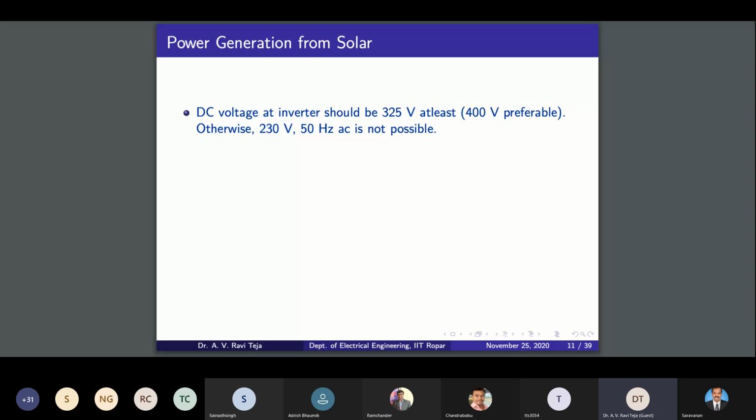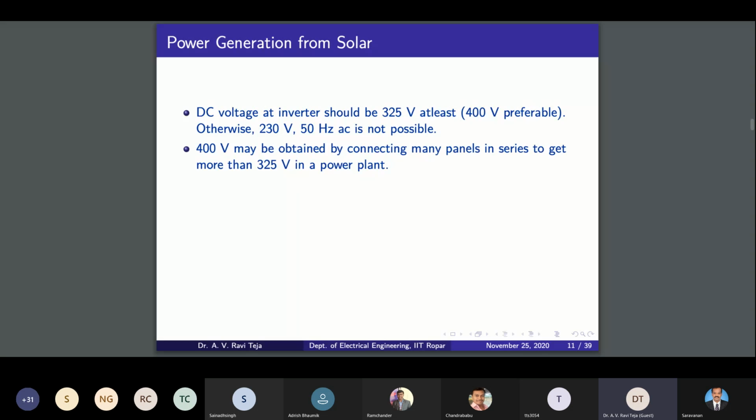boosting the voltage. In large installations, what is done is that they place hundreds of panels in series, so that the output voltage is high enough to be converted into 230 volt 50 hertz AC, even in the smallest irradiation. Okay. By connecting panels, this is what we have discussed. 400 volt may be obtained by connecting many panels in series to get more than 325 volt in a power plant. In household, this may not be possible.